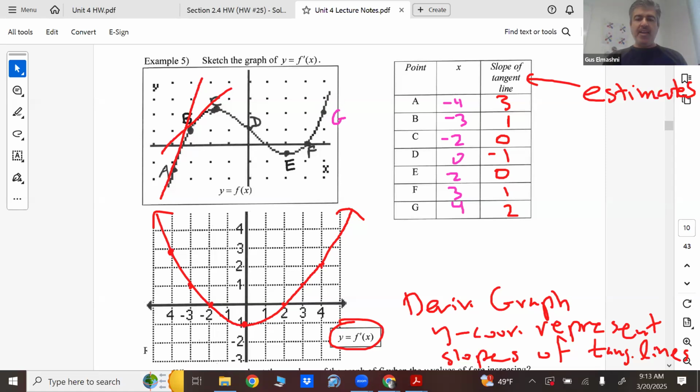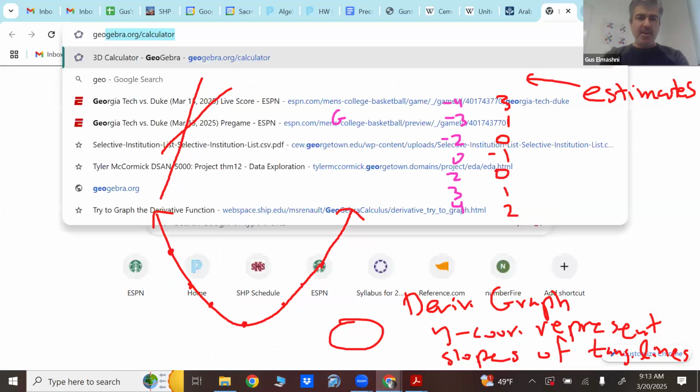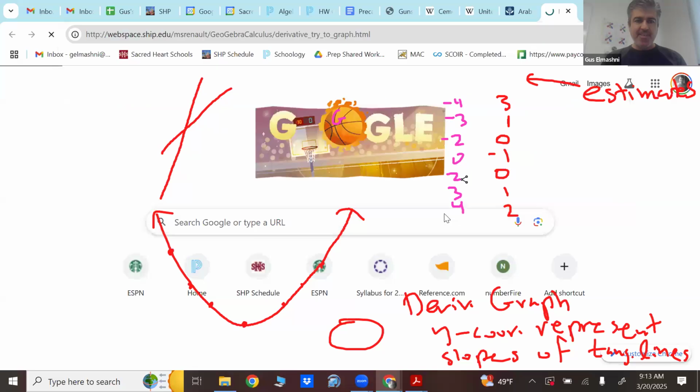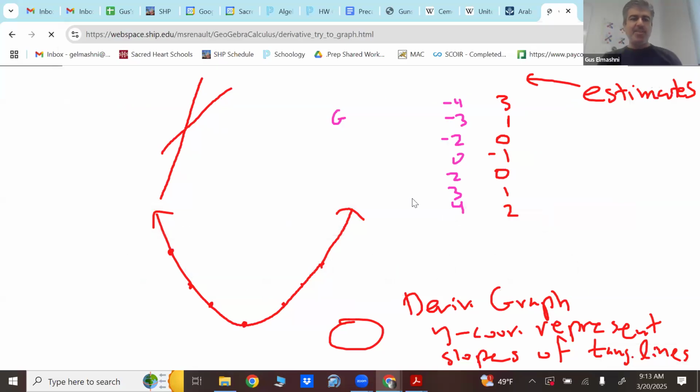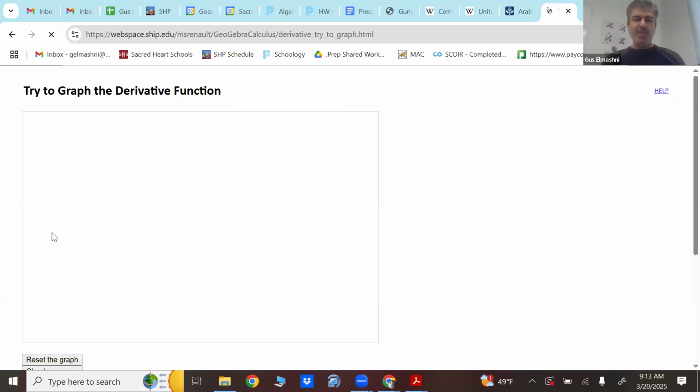Here, let's see if this works. GeoGebra. Oh, there we go. Yes, got it right here. This is what I was going to talk to you guys about really quick. We'll play this game on Friday afternoon, and if you want to practice, I can put it in Schoology, see if you can beat my score. My computer is really slow, so not sure.